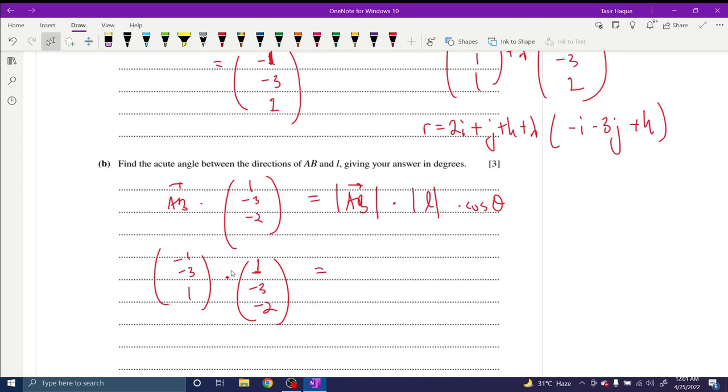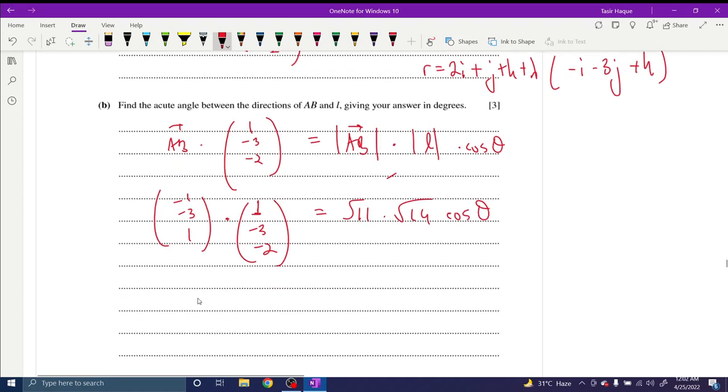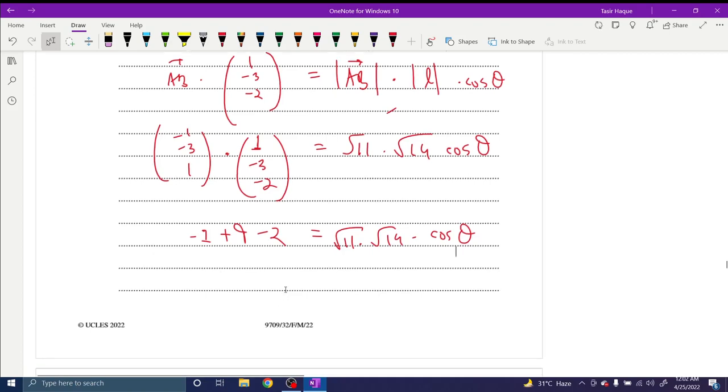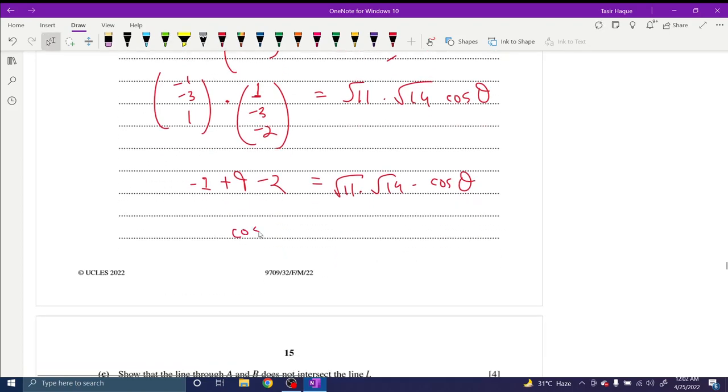So let's find out the modulus. It's going to be root of 1 square plus 3 square 9 plus 1, which is root 11, into root of 1 square plus 9 plus 2 square 4, root 14, cos theta. So -1 plus 9 minus 2, I just multiplied them, is equal to root 11 into root 14 into cos theta. We get 6. So cos theta is actually equal to 6 divided by root 11 into root 14. Just solve this.